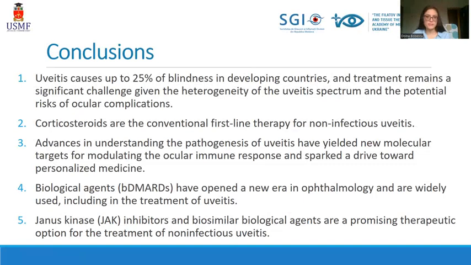Biological agents, biological DMARDs, have opened a new era in ophthalmology and are widely used, including in the treatment of uveitis. Janus kinase inhibitors and biosimilar biological agents are a promising therapeutic option for the treatment of non-infectious uveitis.